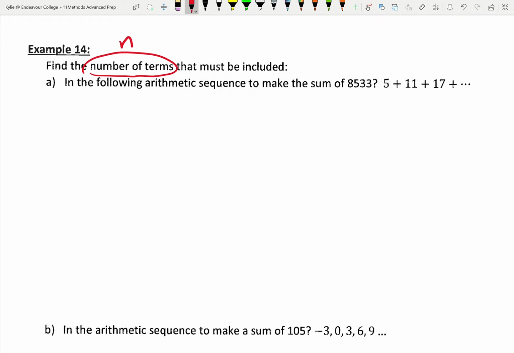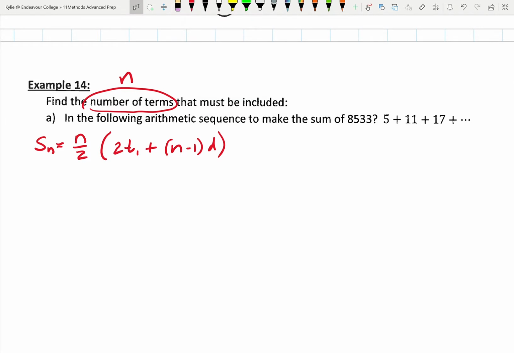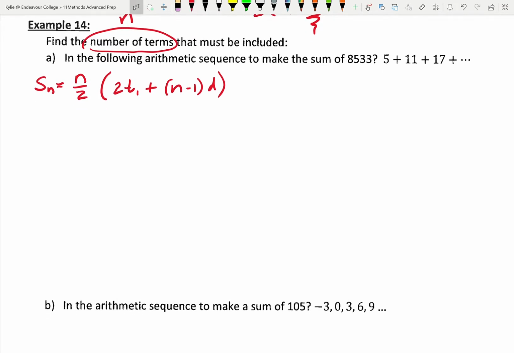So reminding ourselves of the formula that we can use for n. Sn is n on 2 outside of 2 lots of t1 plus n minus 1 lots of d. We're going to use this formula as opposed to the other version, which is Sn equals n on 2 outside of t1 plus tn, because we don't know what tn is. We don't know how many terms we're including. We don't know what that last term is. So we need to use this version of the rule.